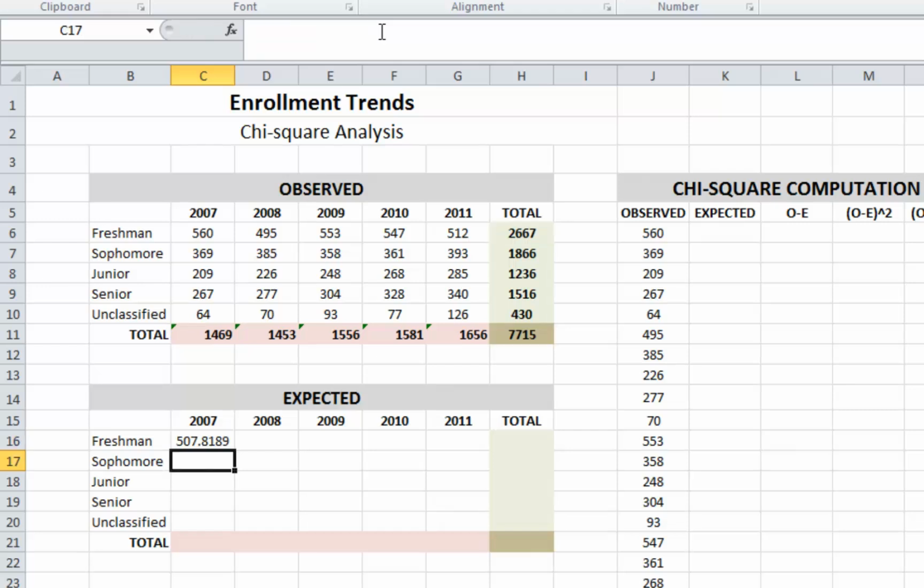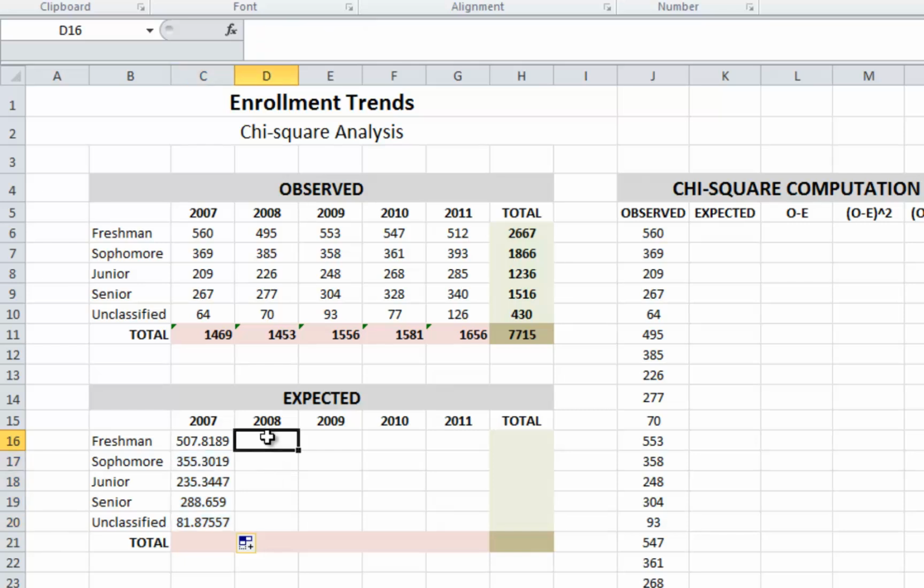So I'll hit enter, nothing will change. But now look, when I drag down, there we go, look at that. So what it did is it kept our grand total the same, it kept our column total the same, that 1469 number, but it changed the row total, which is there in the light green, as we dragged down. Okay? So we're going to go ahead and do the same thing for 2008.